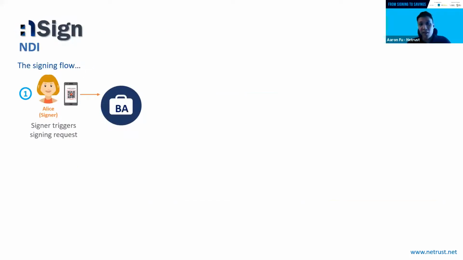Now, specifically with Sign with SingPass, or we call it nSign NDI, the typical signing flow will start with Alice, in this case, a signer. She would trigger a signing request on the business application. So she could be accessing maybe a bank website, a bank portal. She logs in and she wants to apply for a loan. She triggers a signing request on the business application itself. So with Alice being the signer, she only interacts with your business application and she doesn't interact with nSign.